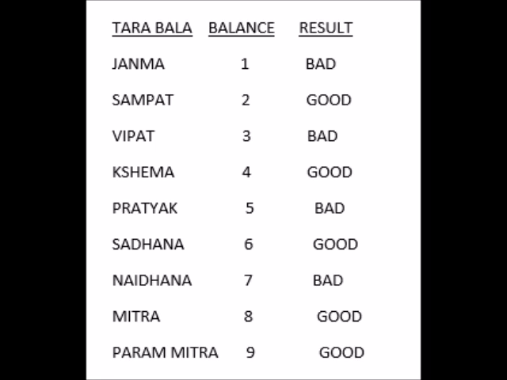Again, balance 1 corresponds to Janma Tara, balance 2 corresponds to Sampat Tara, balance 3 will always correspond to Vipat Tara, balance 4 to Shema Tara, balance 5 to Pratyak Tara, balance 6 to Sadhana Tara, balance 7 to Nidhana Tara, balance 8 to Mitra Tara, and balance 9 to Paramamitra Tara. And I've given you the results of whether it'll be good or bad for you. So this way you can plan your important events in your life based on nakshatra.